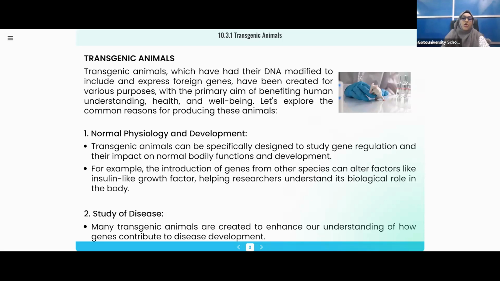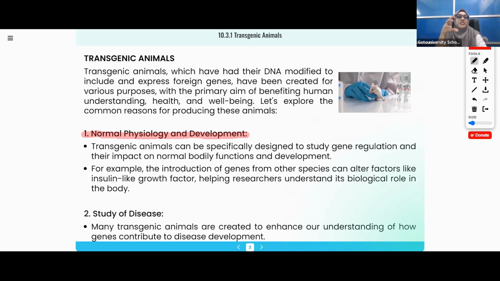So first point is normal physiology and development. Okay, first point, normal physiology and development. So in this, transgenic animals can be specifically designed to study their gene regulation. Okay, after using a transgenic animal, we can study how the impact is there on their body, how the gene regulation is there on their body. Is it clear? So how they are affecting their normal body function, how they are affecting their development in their body. Okay, so normal physiology and normal development can be studied using these transgenic animals. Is it clear?